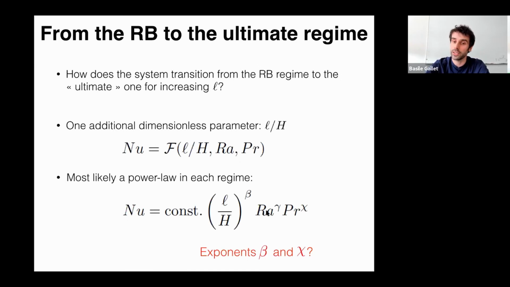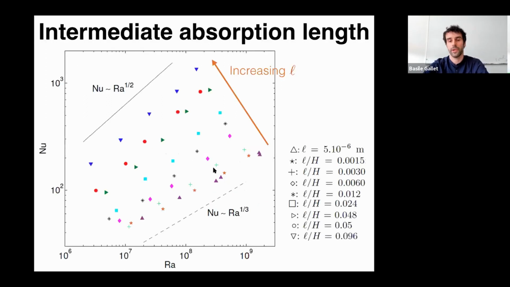So we still have Rayleigh to the gamma, Prandtl to the chi, but now we have L over H to the beta. Okay, and we'll be focusing on determining the value of this exponent beta. So Vincent Bouillot went back to the lab and he performed a lot of experimental points. Like you can see, it's quite a lot of work. And every color or symbol is for a given value of the dimensionless absorption length L over H.